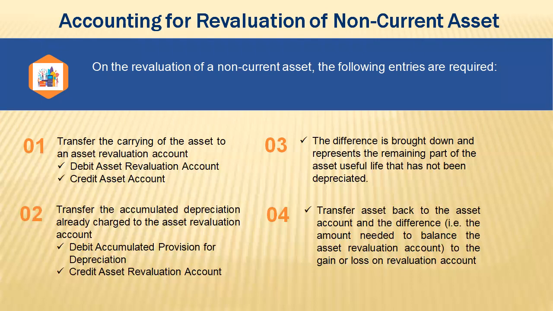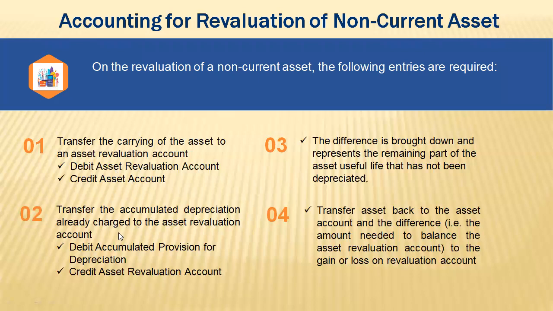The first thing is, we have to transfer the asset from the asset account to our revaluation account. So we open a revaluation account, then transfer the asset by crediting the asset account and debiting our revaluation account. Don't forget, assets will normally have a debit balance, so in order to remove the asset from the account, we credit the asset account and we debit our revaluation account, because the revaluation account is going to receive value.